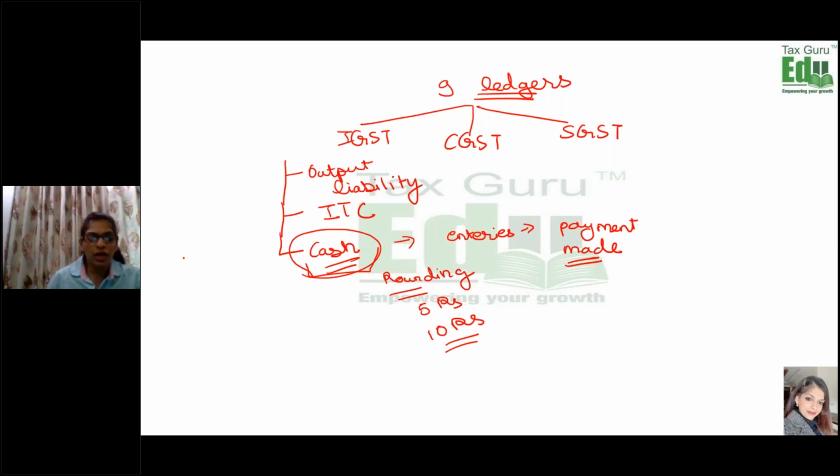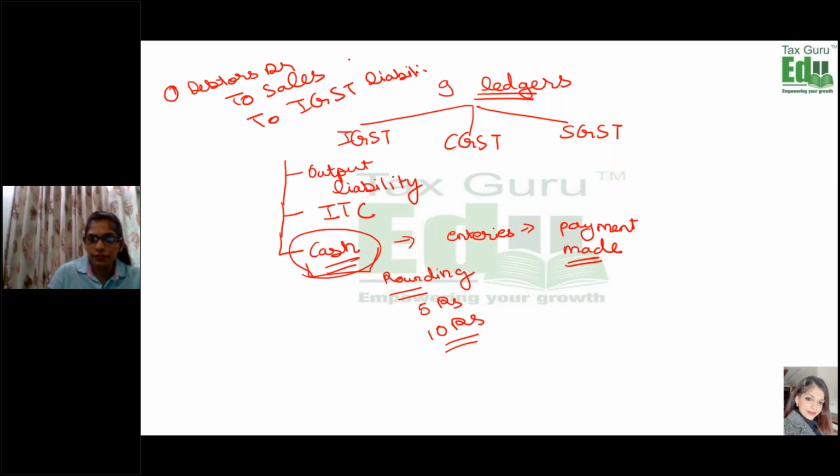So once you create your output liability, let's suppose I'm creating my entries: Debtors account debit, to your sales account, to your IGST liability account. Sales was of 118 rupees, and IGST liability was 18. Second, I had purchased some items to provide this service. So I take purchases account debit, worth 50 rupees, IGST ITC of 9 rupees, to creditors, that is your payable amount 59.